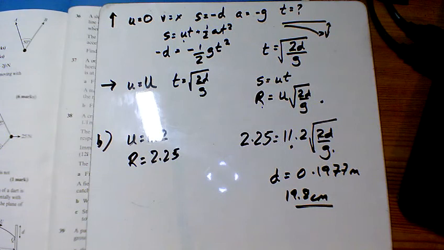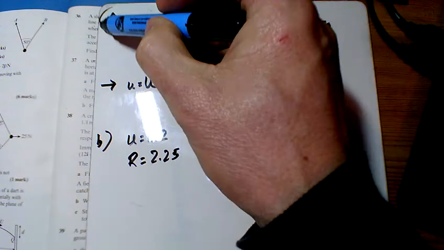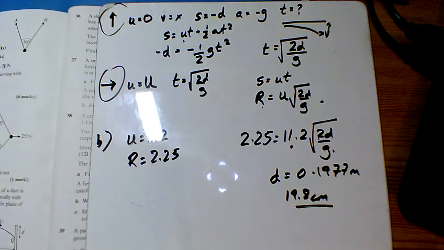So the way through that one is just take two things individually, first of all vertically and then work through horizontally as well.